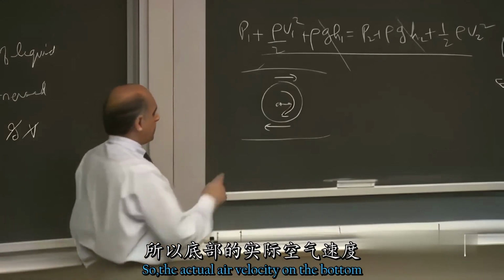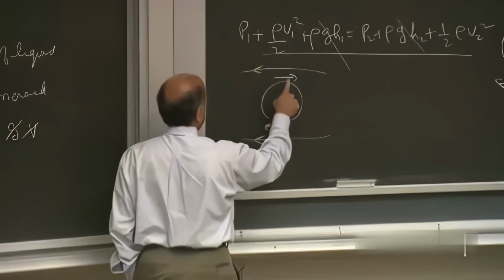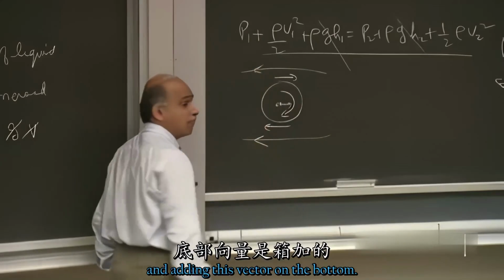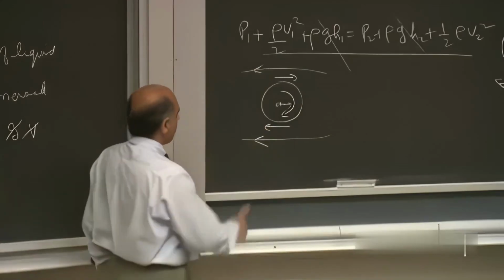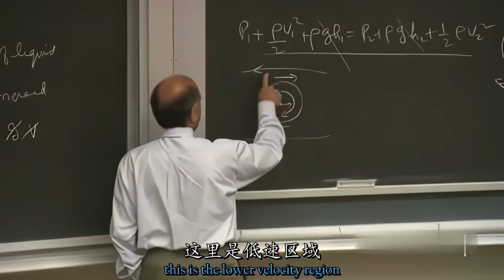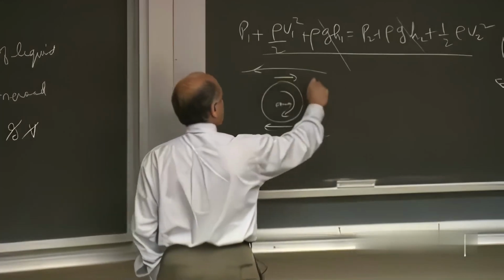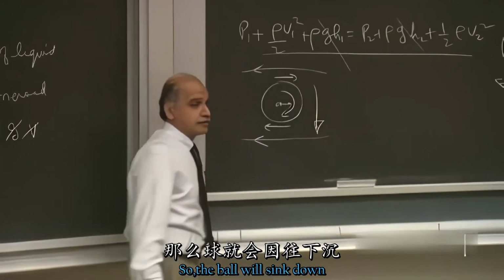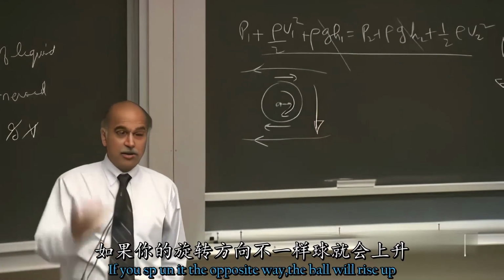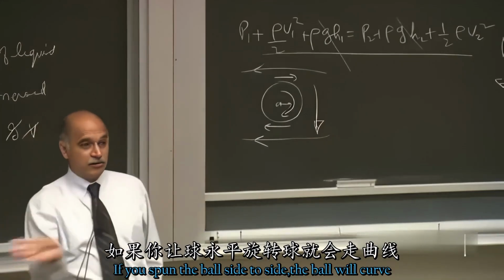So the actual air velocity will be more in the bottom and less in the top because you're subtracting this vector from the top and adding this vector in the bottom. So if the velocity is different, this is the higher velocity region, this is the lower velocity region. So pressure here will be less than the pressure there, so the ball will sink down. If you spun it the opposite way, the ball will rise up. If you spun the ball side to side, the ball will curve from left to right.